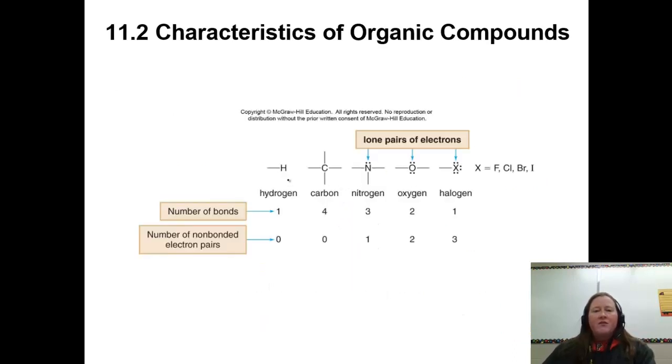Okay, so here's a summary of that. Hydrogen will be involved with 1 bond. Carbon, which has no lone pairs, it has 1 electron by itself, will be involved with 4 bonds. Nitrogen will be involved with 3 bonds. Oxygen will be involved with 2 bonds. And any of the halogens, which include fluorine, chlorine, bromine, or iodine, will be involved with 1 bond.